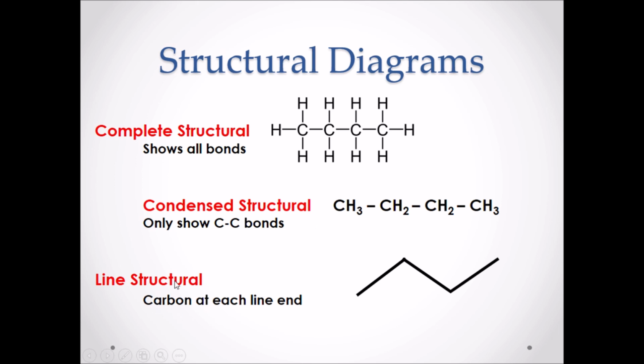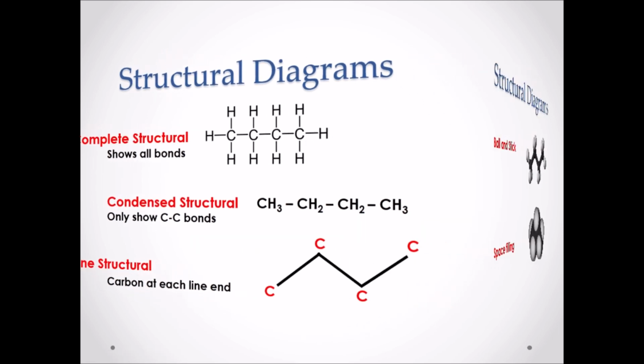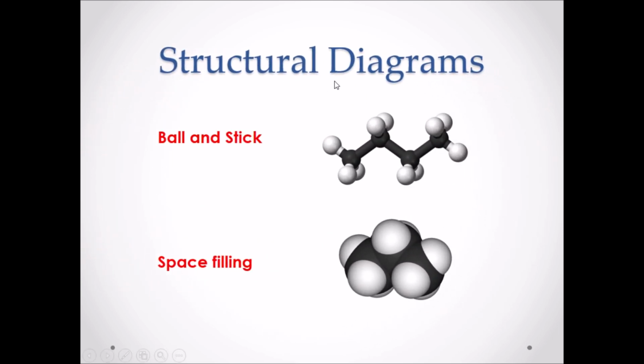Next is a line structural diagram. Carbons are represented at the end of each line. If we look at the picture, carbons are located here, here, here, and here, at the end of each line. The last 2 structural diagrams are rarely used, but sometimes show up on diploma exams.